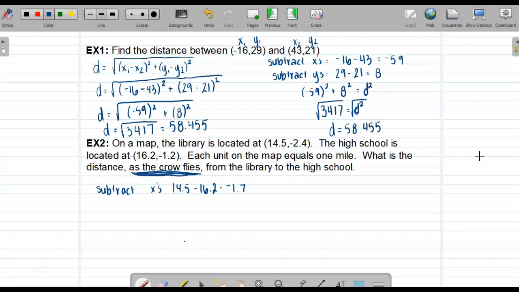There. And then we can subtract our y's. And for that, we'd have negative 2.4. Be really careful when you're subtracting a negative. You have to subtract negative 1.2 there. So really, you're doing negative 2.4 plus 1.2, which is going to give you negative 1.2.